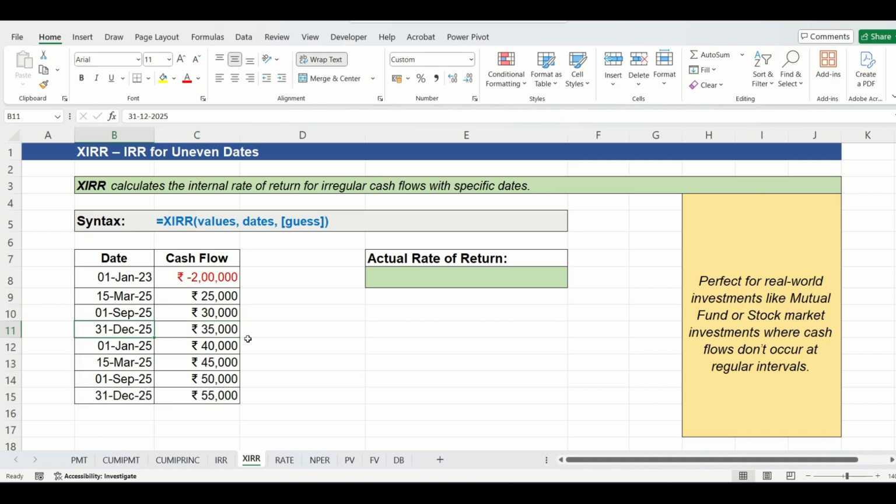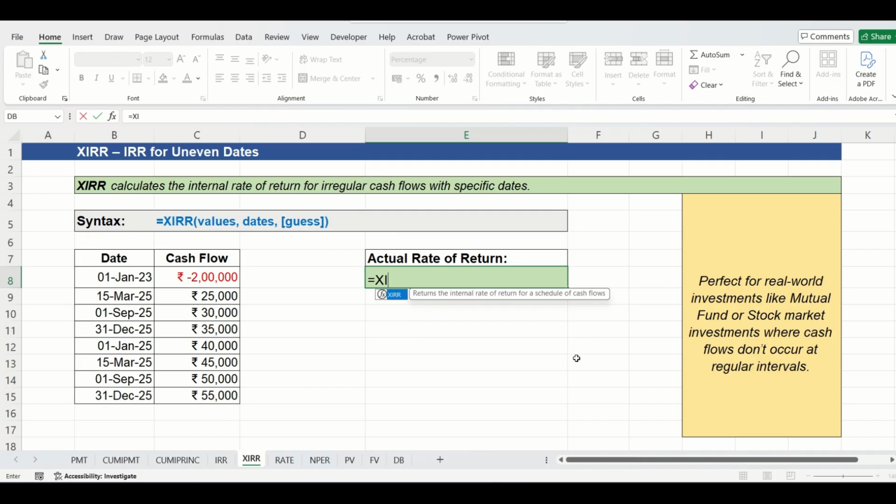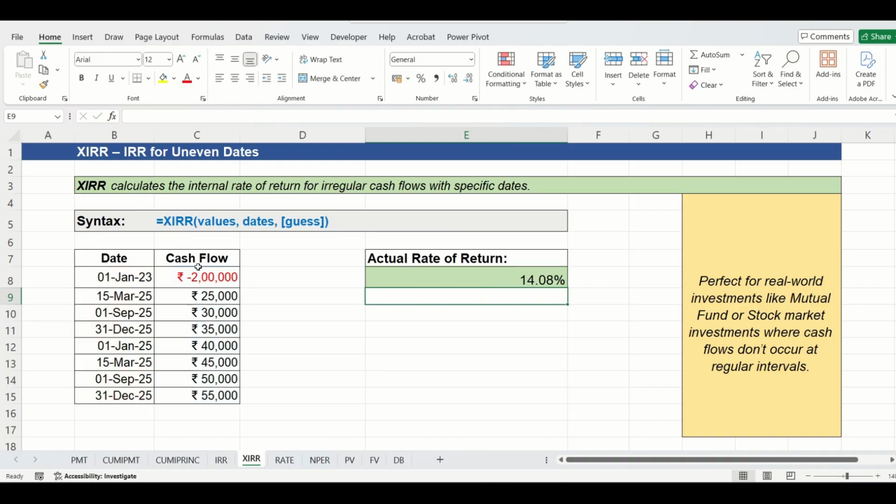In this case, to get the actual rate of return of your investment, you need to type XIRR, open the bracket, select the range of the values, comma, followed by the range of the dates. Close the bracket and hit enter. And in this case, actual rate of return on your investment is 14.08%.